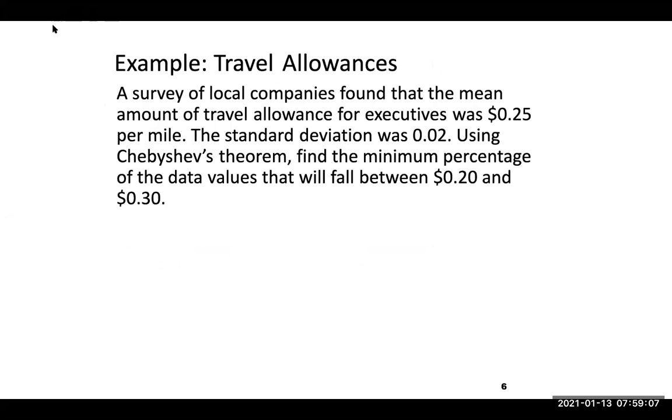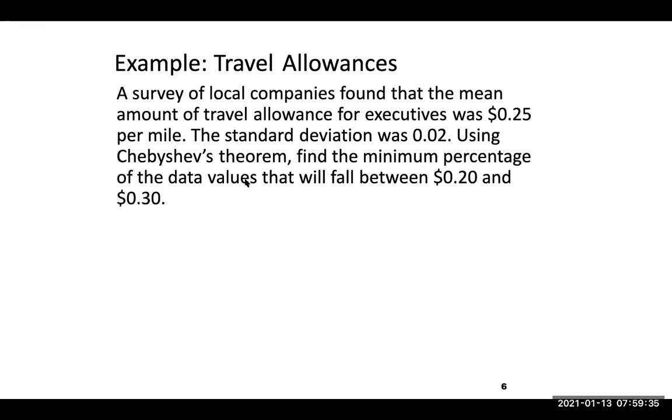A survey of local companies found that the mean amount of travel allowances for executives was 25 cents per mile. The standard deviation was 2 cents. Using Chebyshev's theorem, find the minimum percentage of data values that fall between 20 cents and 30 cents. Okay.